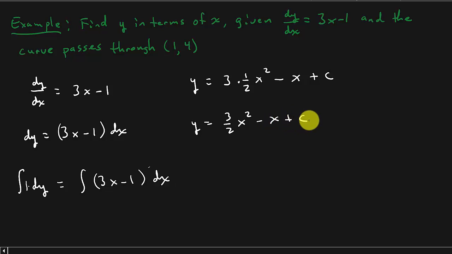All right, now let's look at this. It tells us the curve passes through the point (1, 4). So this is going to let me solve for c because I know what x is and I know what y is. I've got an x value and a y value, so I can figure out what c is. I'm going to take the 4, plug it in for y, and take the 1, plug it in for x. So that's 4 equals 3/2 times 1 squared minus 1 plus c.